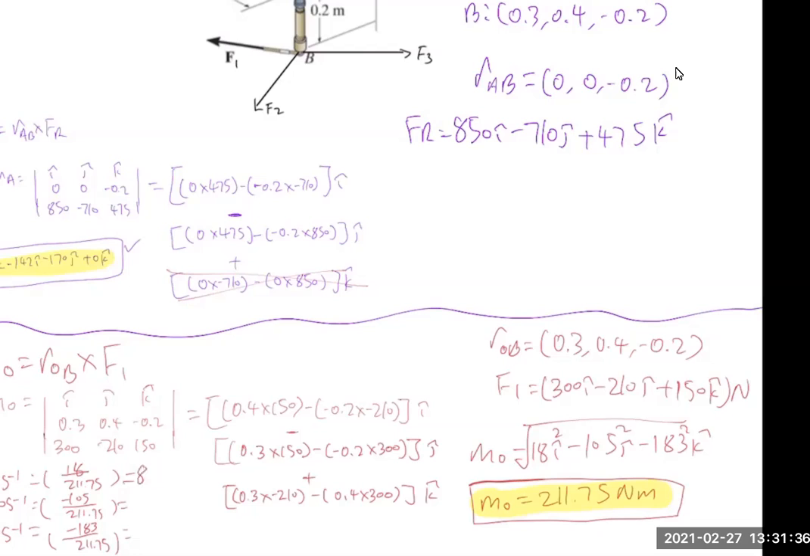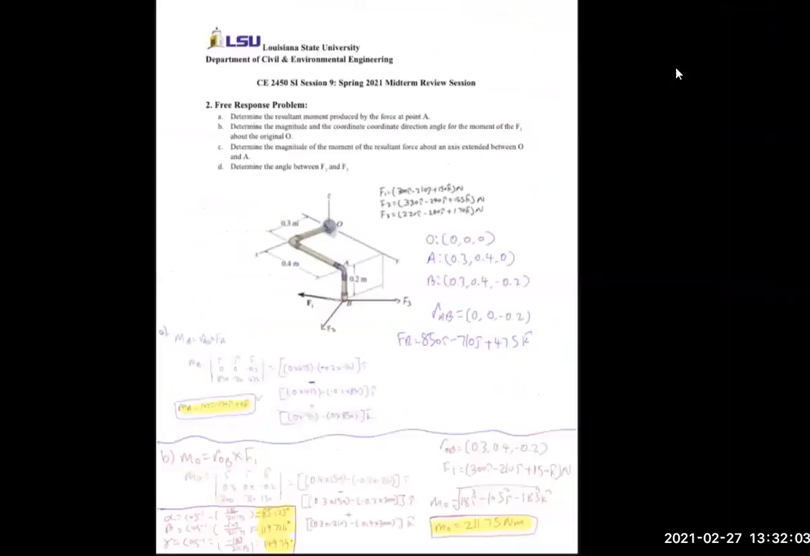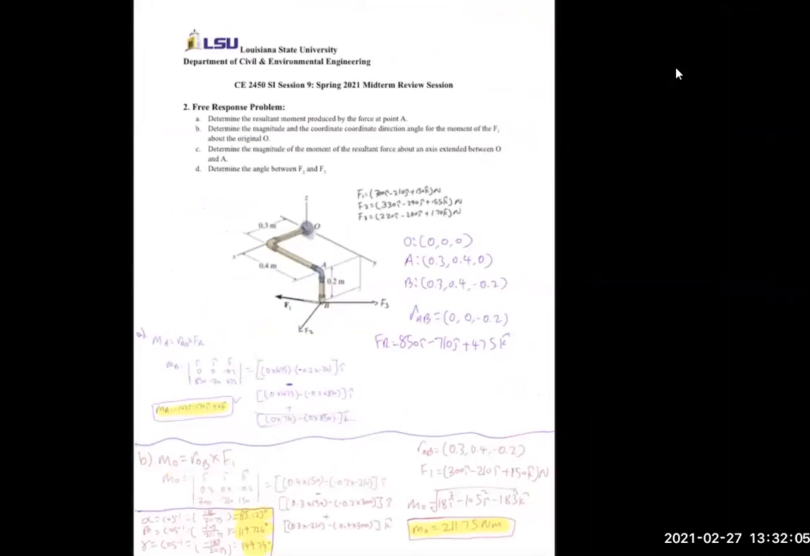So alpha is 85.123. Beta is 119.726. And then gamma is 149.79. Okay, so this is the answer for that. All right, part A done, part B done. Let's move on to part C.